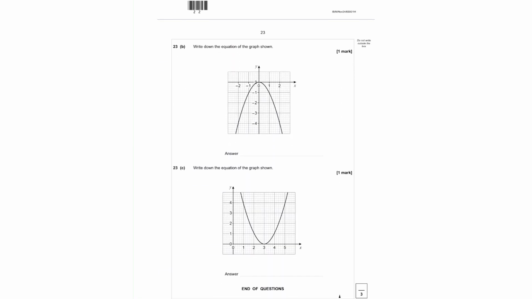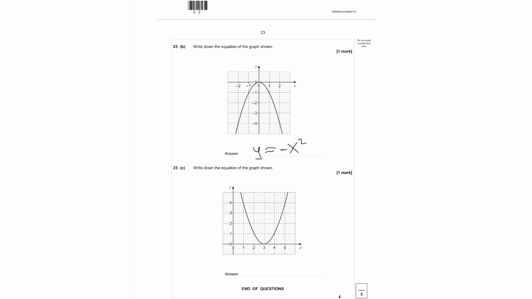For part B, we're told to write down the equation of this graph, which is reflected in the x-axis. Again, we could do the same thing as we did before, but if we know that it's a reflection, then every value of y that we previously had is just going to be the negative value of y. So we have y equals x squared, and then it's just negative. So it will be y equals minus x squared.